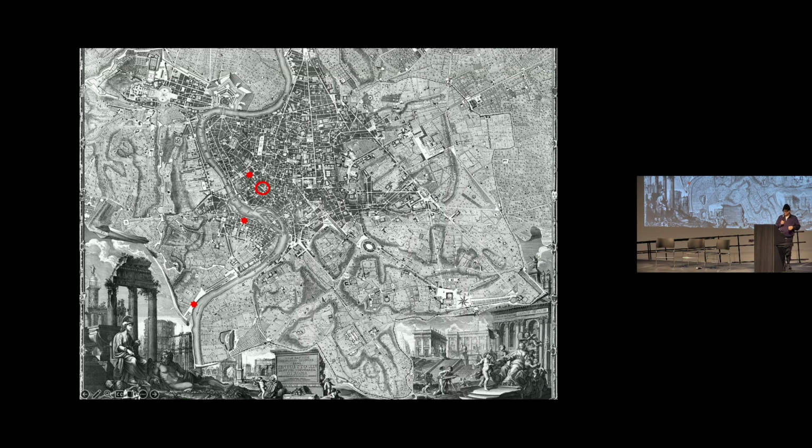So on one of the famous Nolli maps of Rome, I'm going to show you where we're going to be stationed. The round circle is around the Campo dei Fiori, which is in the heart of Rome.